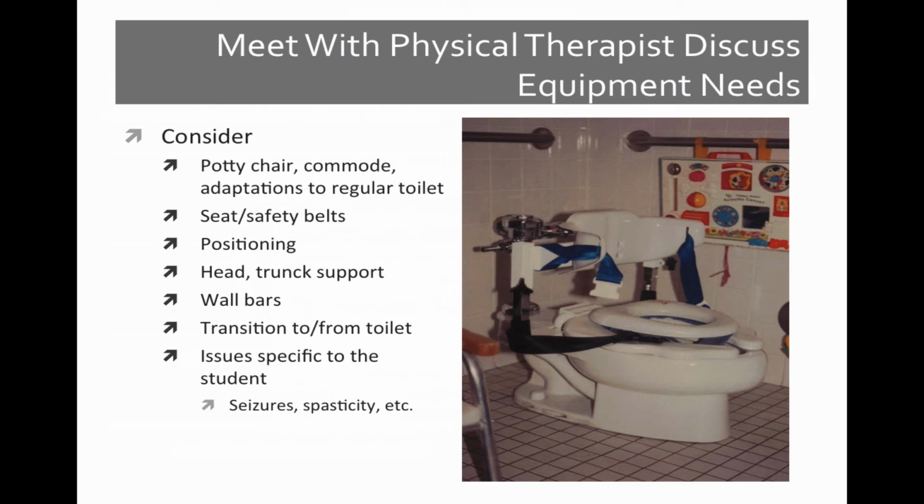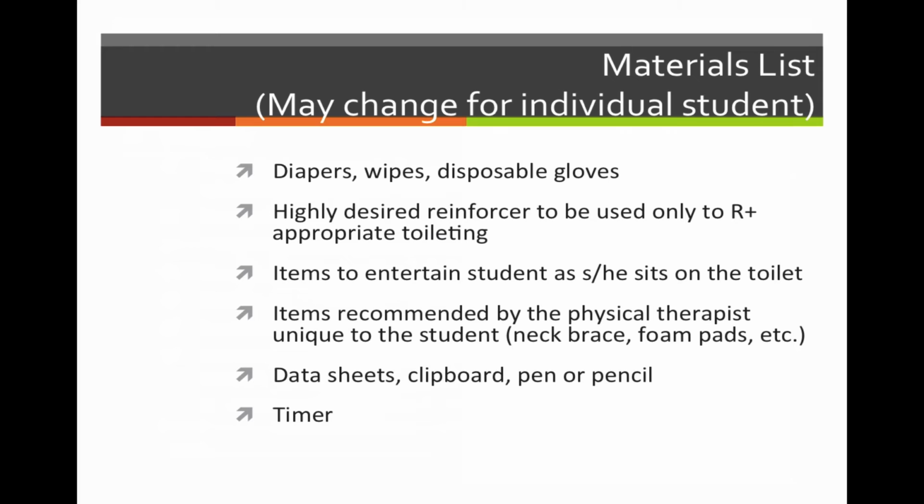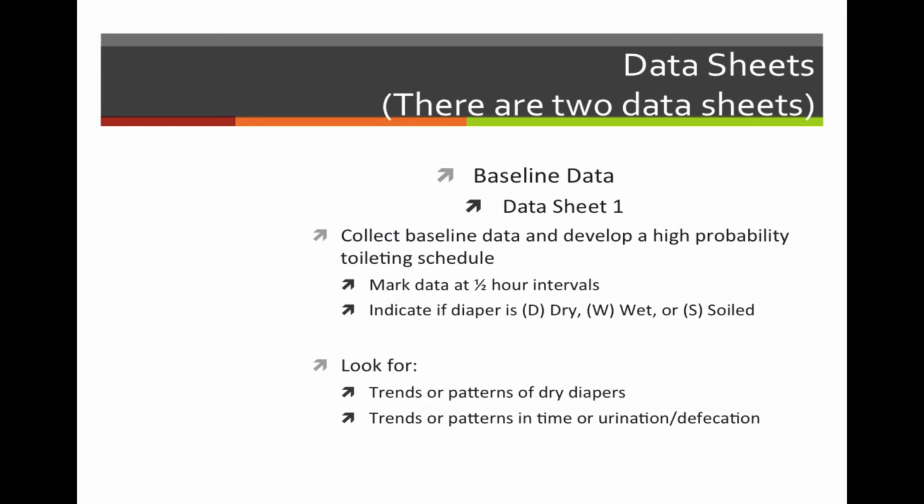Wall bars for holding, transitioning to and from the toilet, and something specific: what happens if a student has seizures or they have uncontrollable body movements? What's the plan? So considering those so that there's no injury. Now the materials list looks the very same. What are the entertaining items? What are those recommended by a physical therapist? And then all of the things that you need.